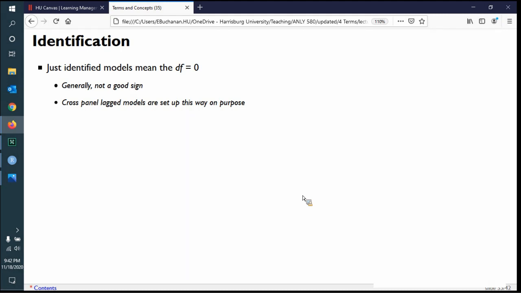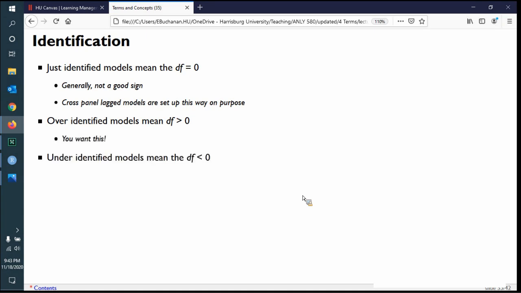Because degrees of freedom are used in the calculation of fit indices, and sometimes you divide by them. So dividing by zero is no good. So we just generally don't want a just identified model. You want what's called an over-identified model, where the degrees of freedom is greater than zero. Okay, that's good. You want that. You can actually also accidentally program an under-identified model. It doesn't really run, okay, where the degrees of freedom are negative. It won't run.